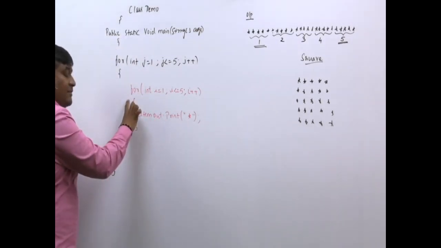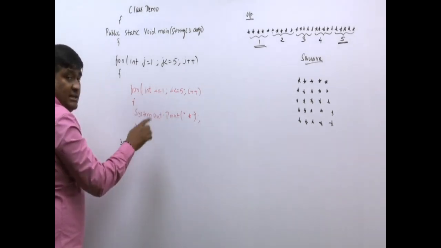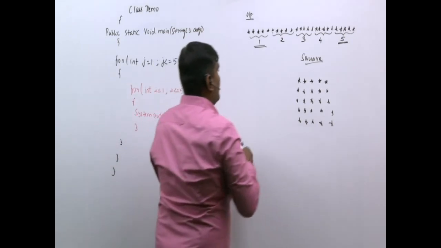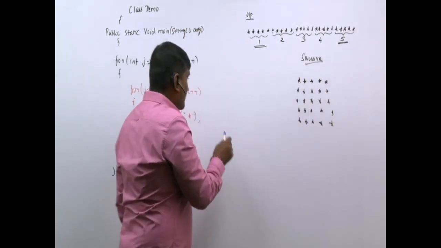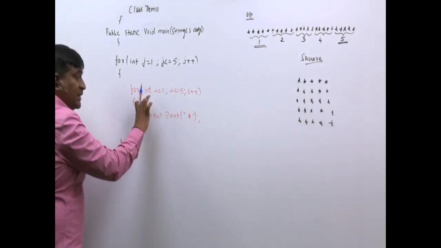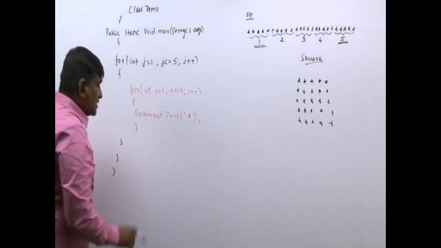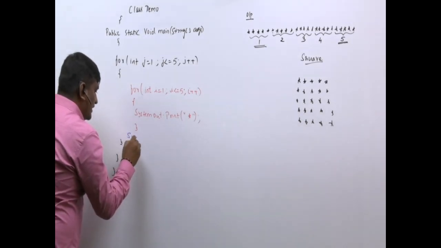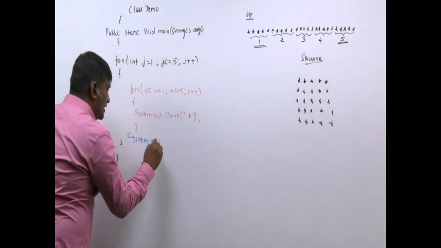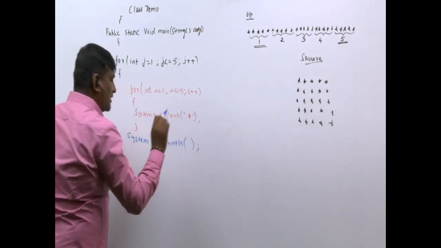Now this is the for loop, right? This for loop will print 5 stars. After printing the 5 stars, the condition for this for loop will fail and the control will go to what? The outer for loop. So here I will write System.out.println, like this. Simply write it like this.